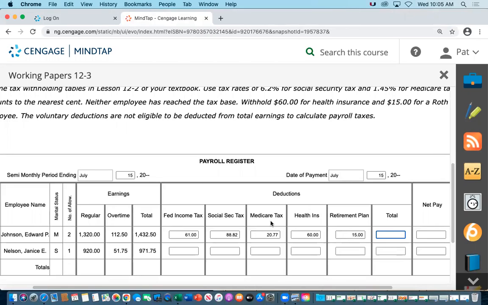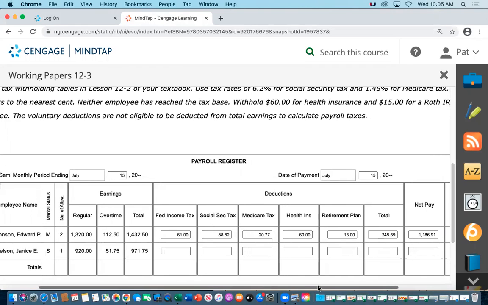Now we need to get a total. So we add 61, 88.82, and all 5 of those numbers. We get a total of 245.59 for a net pay of 1,186.91. Again, how do you find net pay? You find net pay from all the money you made minus your total deductions. That gets you net pay, 1,186.91. You understand how you got net pay? Okay.